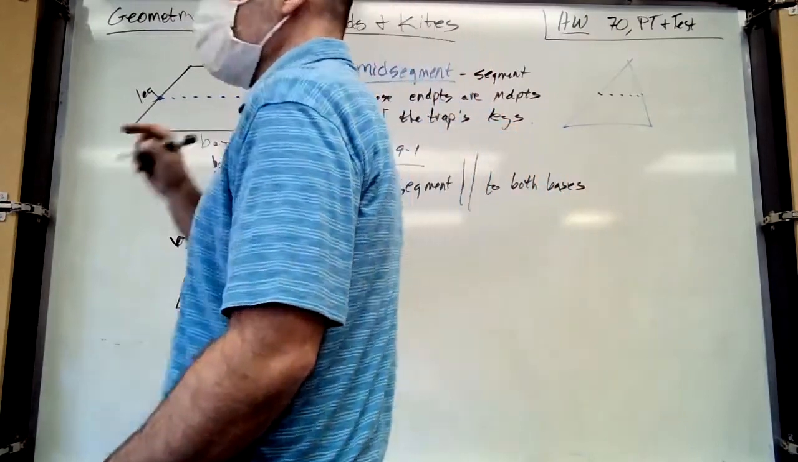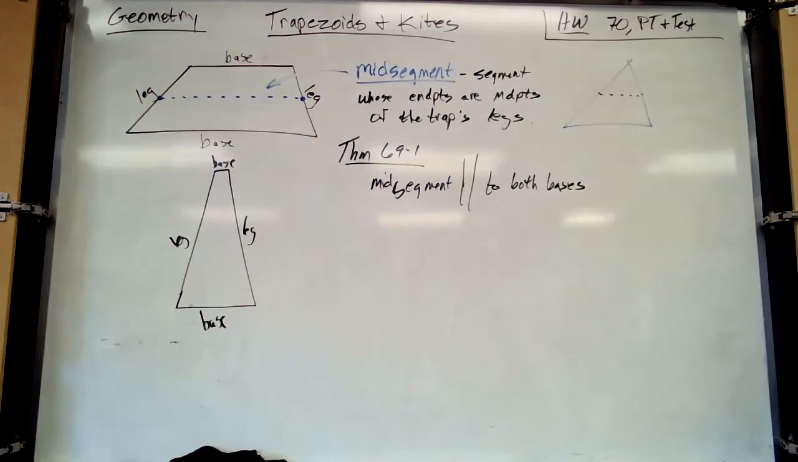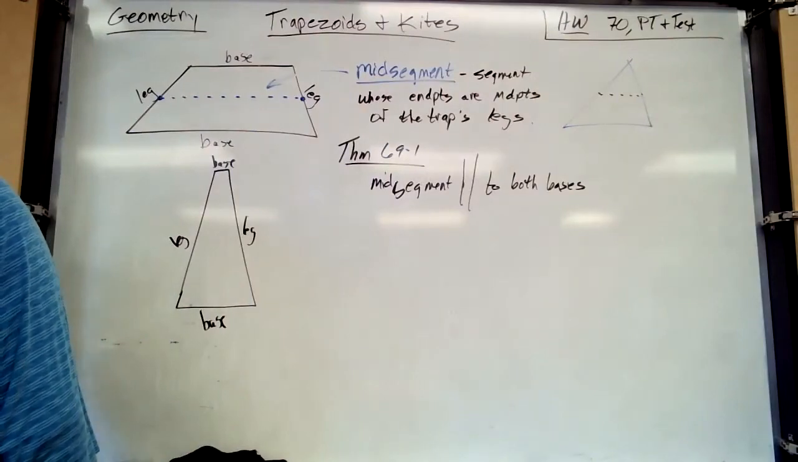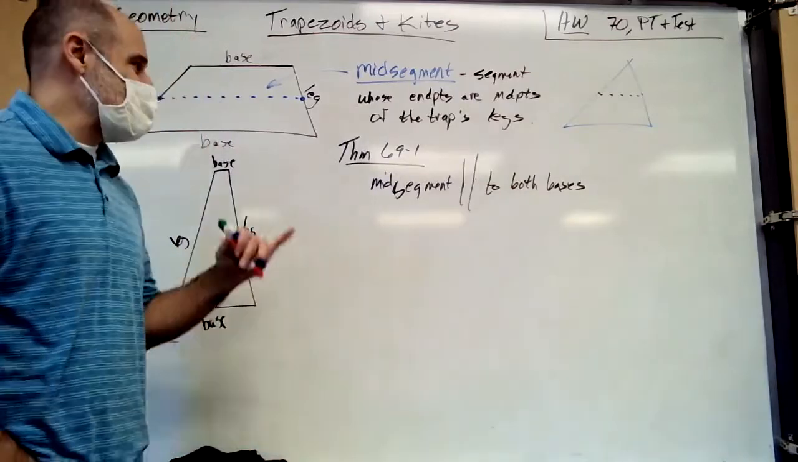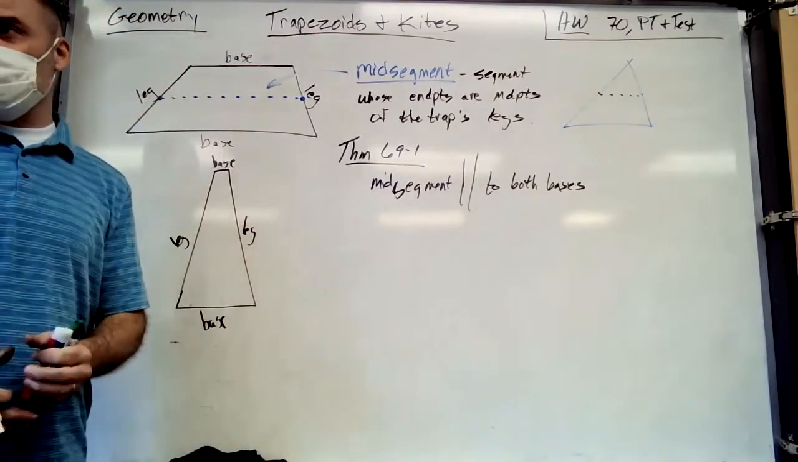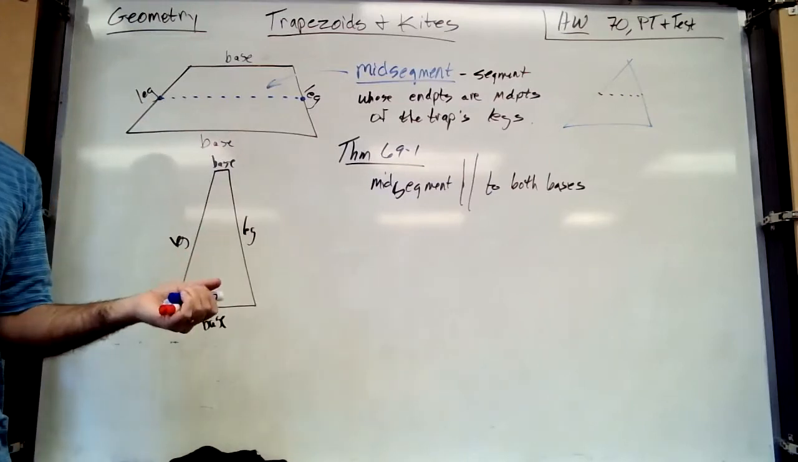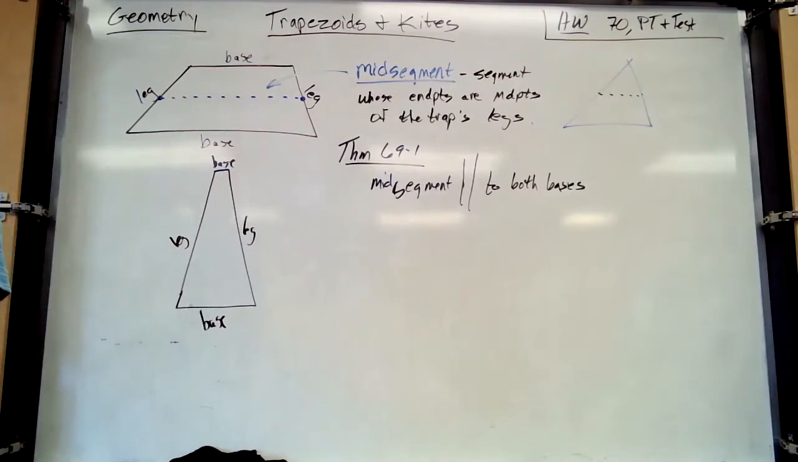Anything else that you can tell me about the mid-segment? Yeah. The length of it is the average of the two bases. Yes. Good job. So that length is half the sum of the bases. So remember, this is actually how you find the area of a trapezoid. It's the average of the bases times the height. Or now we can say the area of a trapezoid is the mid-segment times the height, and you're done.